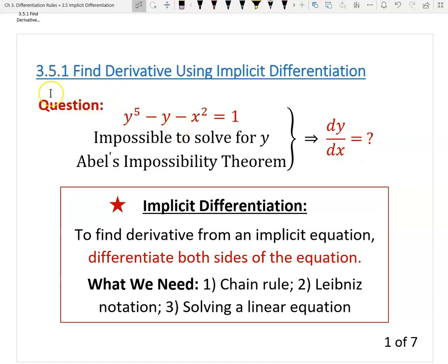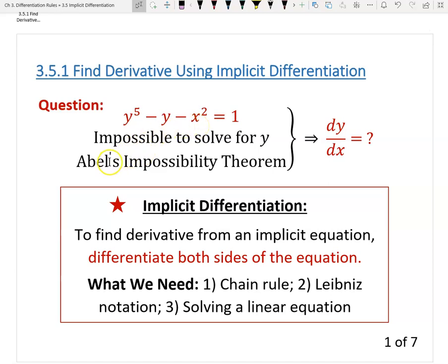And we have the first question here. Can you see? We have an equation, and we call this the implicit equation. The equation tells us the relationship between x and y, which means if we know x, then we know y. Therefore, y should be a function of x. However, we don't know the explicit function of y of x, and our purpose is to find the derivative of y with respect to x. How to do this?